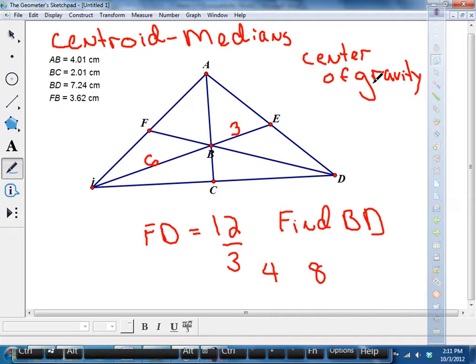Okay? So that's what's important about this centroid, is where the 3 medians intersect and where the relationship is that this is twice this.